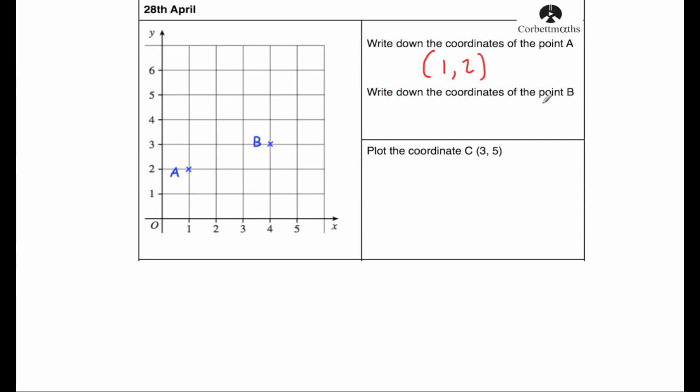And the next question said write down the coordinates of the point B. So the coordinates of the point B would be, we've gone 4 along the corridor and 3 up, so it would be 4, 3. Our next question says plot the point C, and the point C is 3, 5, so it's going to be 3 across and 5 up, so the point C would be there.